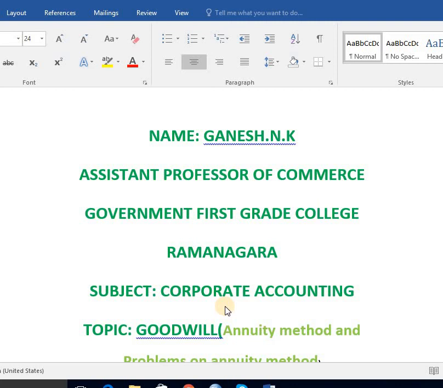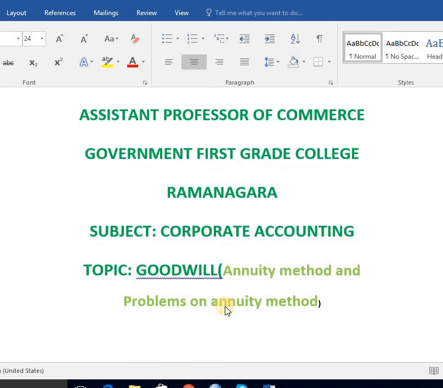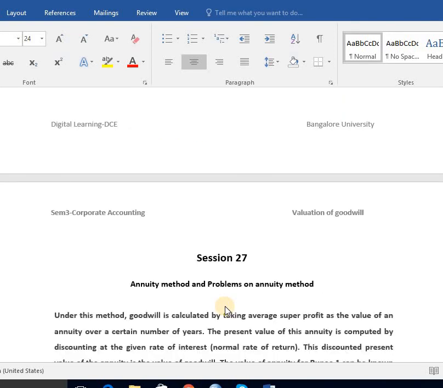Subject Corporate Accounting, topic Goodwill. Under this session, we are going to discuss the annuity method of valuation of goodwill and problems on the annuity method. We have already discussed in our earlier sessions the simple average profit method, weighted average profit method, super profit method, capitalization method. Now, in this session, we are going to discuss the annuity method.